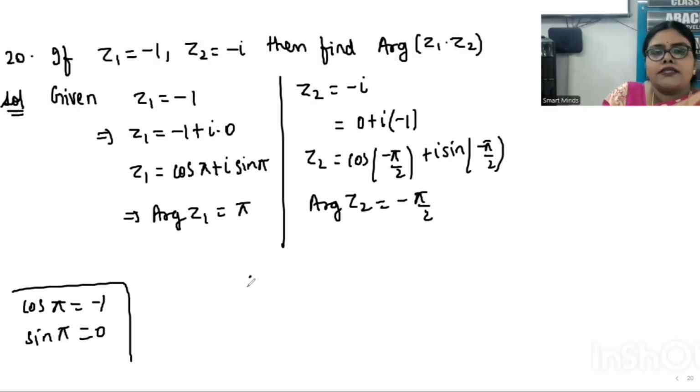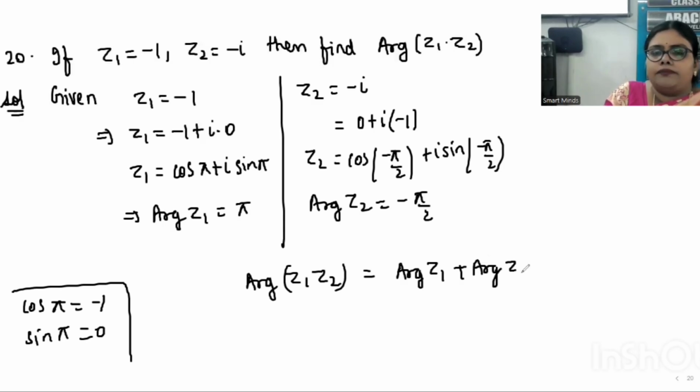But what they are asking us is argument z1 into z2. So you can write it as argument z1 plus argument z2. So that is pi minus pi by 2. Pi is 180, pi by 2 is 90. What is 180 minus 90? It is 90. So directly you can write pi by 2.